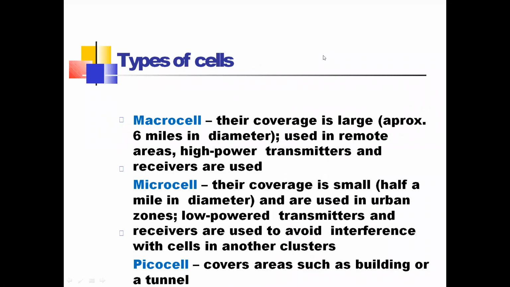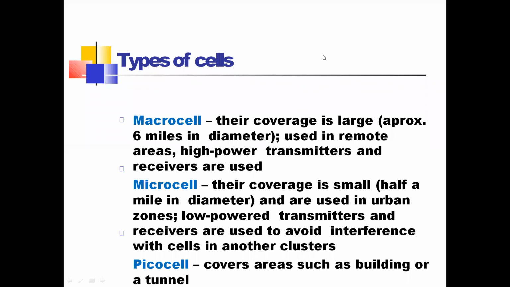There are 3 types of cells: macrocell, microcell, and picocell. The macrocell covers a large area, around 6 miles. For this one, high power transmitters and receivers are used. They are used in remote areas.